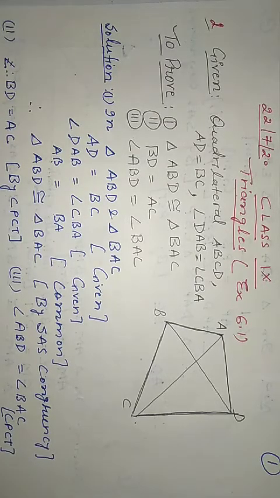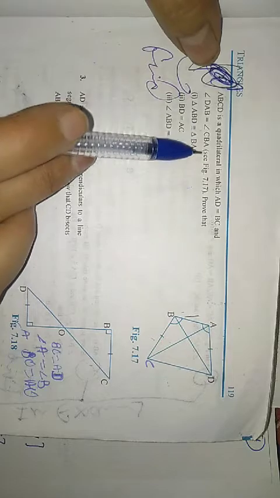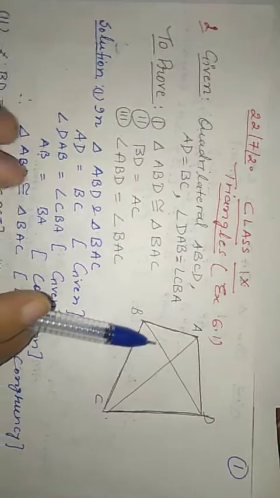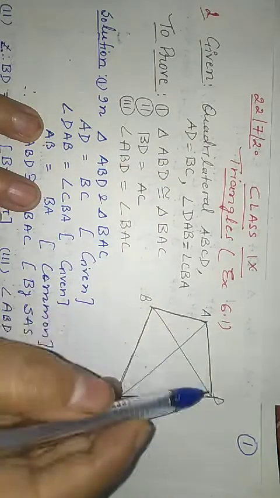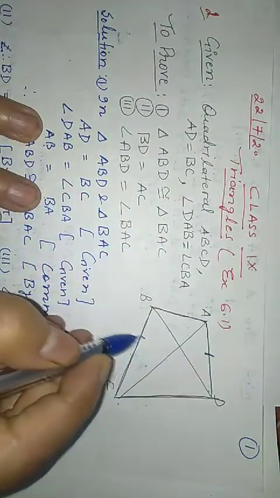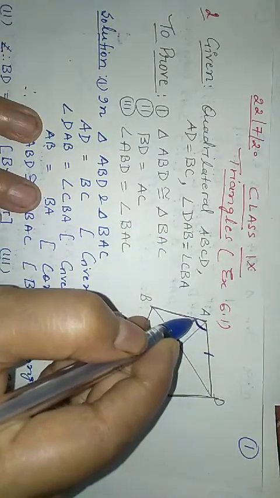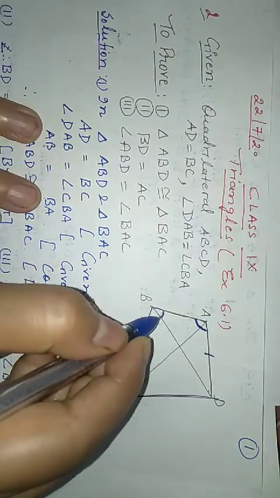So let us start with the exercise from NCERT. This is the second question that I have taken. ABCD is a quadrilateral in which AD is equal to BC and angle DAB is equal to angle CBA. The figure is a quadrilateral ABCD, and here side AD is given equal to BC. And angle DAB, this complete angle, is equal to angle CBA. This we have taken equal.